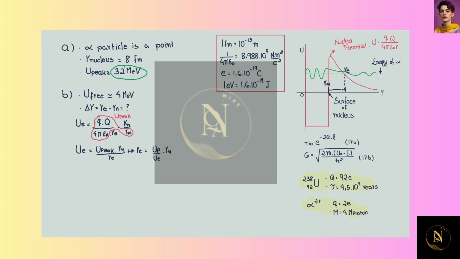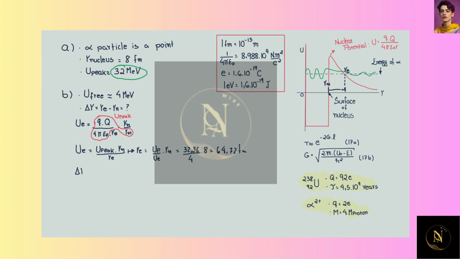Now, all we have to do is plug in the values that we have and get the value for the radius at the exit. Plugging in the values we have, we get the following. U peak is 32.36. Notice that for this calculation, I'm using the full value for the potential at the peak and not this approximated value. Now we divide this value by the potential at the exit, which is 4 mega electron volts, and then we multiply by the radius of the nucleus, which is 8 femtometers. By solving this calculation, we get a radius at the exit that is 64.72 femtometers.